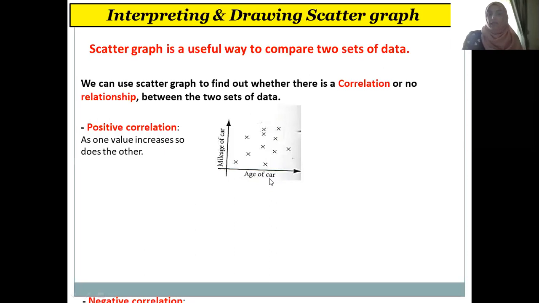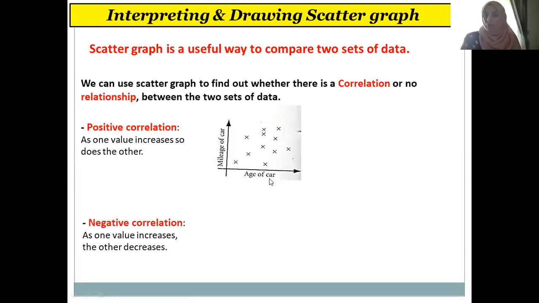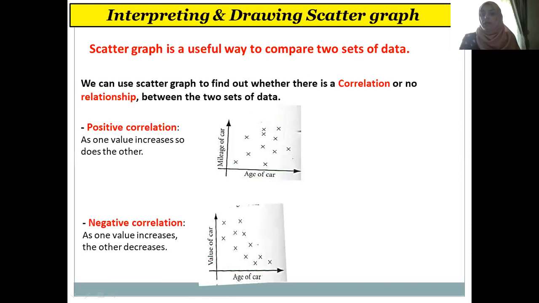Let's say the second one, we are talking about negative correlation. As one increases, the second decreases. For example, as the age of the car increases, its value decreases. Of course, we're not talking about antique cars. We're talking about normal cars. And you can see that in general, if I want to draw a best fit line, that would be a decreasing line. So when the age increases, the value decreases. This is what we call a negative correlation.